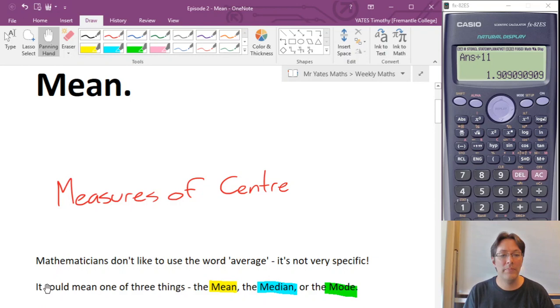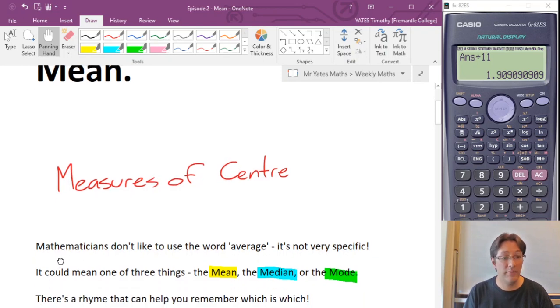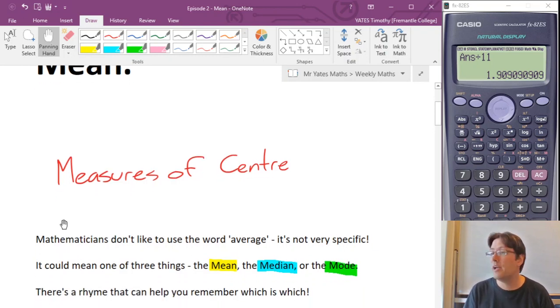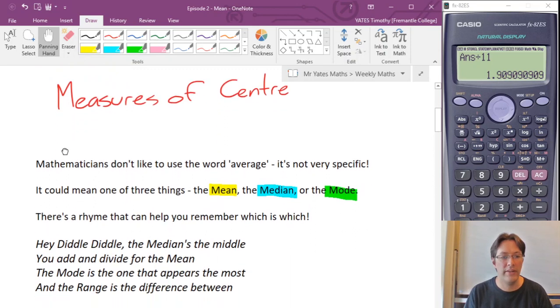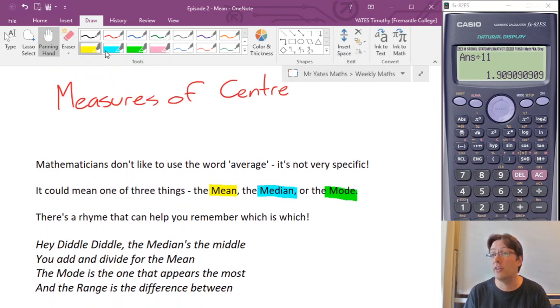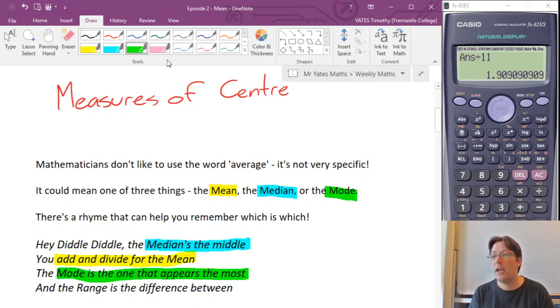Now these ones have fairly similar names, and there is a rhyme that can help you remember which is which. It also gives us a little instruction of how we can find it. It goes, hey diddle diddle, the median's the middle. You add and divide for the mean. The mode is the one that appears the most, and the range is the difference between. So the range is not one of our measures of centre, but the first three are.